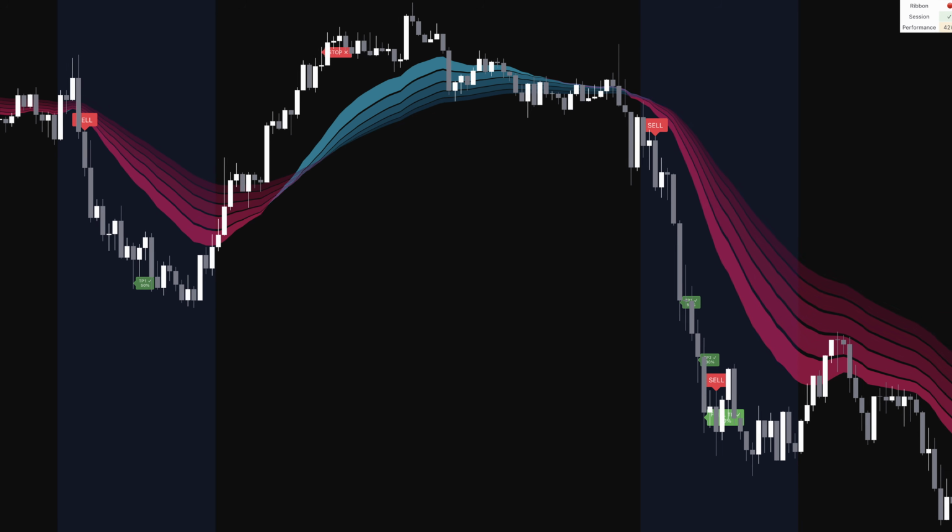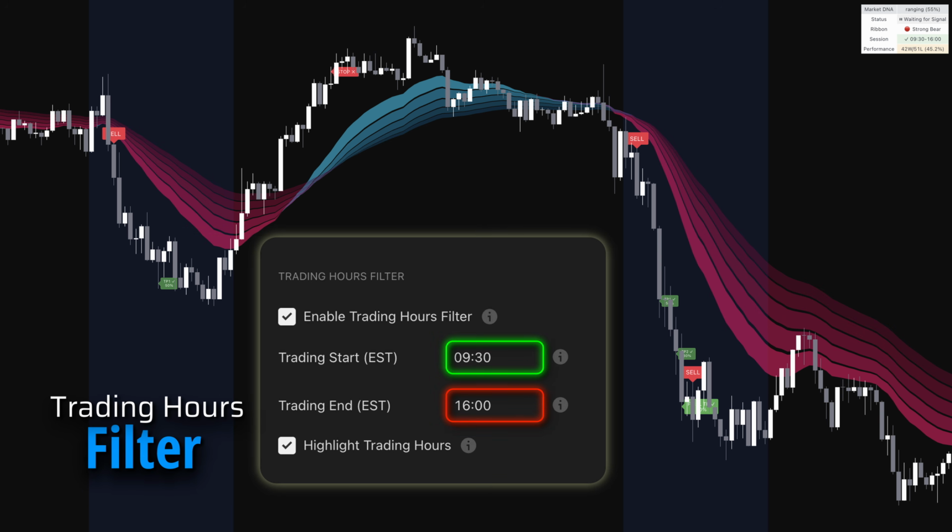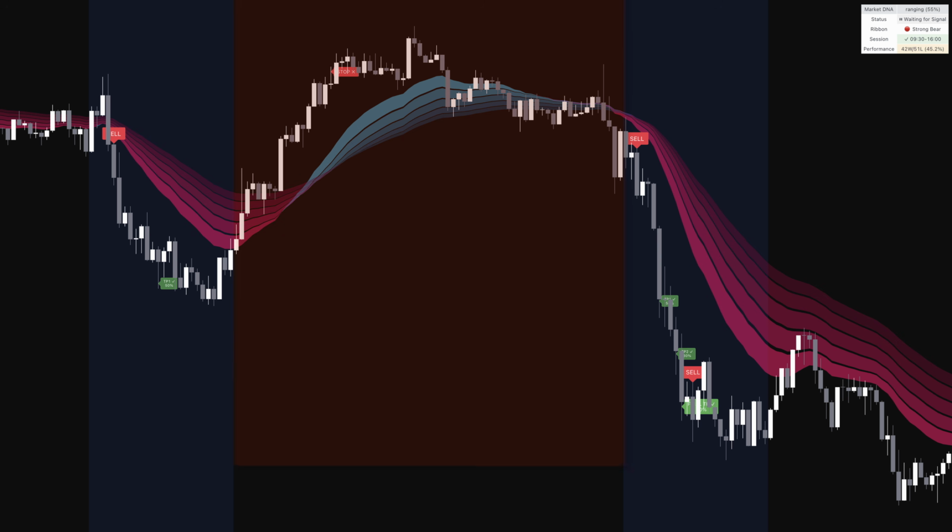Not everyone wants signals around the clock. The session filter restricts when signals can fire. Set your trading start and end times in EST. Default is 9:30 to 16:00, regular US market hours. Outside that window, signals are blocked even if conditions are met.